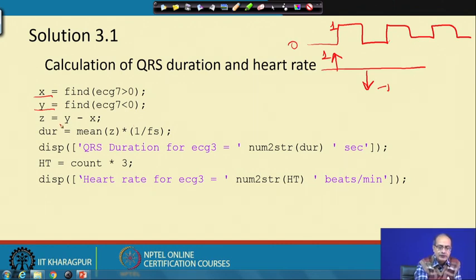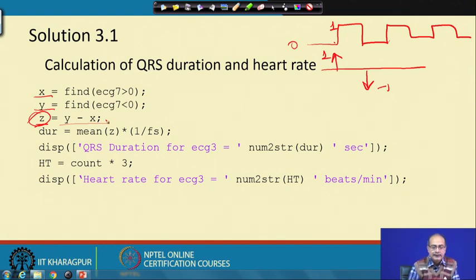Once we take the difference of these 2 vectors, we get another vector z, which gives the difference between the consecutive 2 points, that is the starting point of the pulse and the end point of the pulse. So, we get the width of the corresponding pulses in the variable z. Okay. And we need to keep in mind that we are getting it in the number of samples.